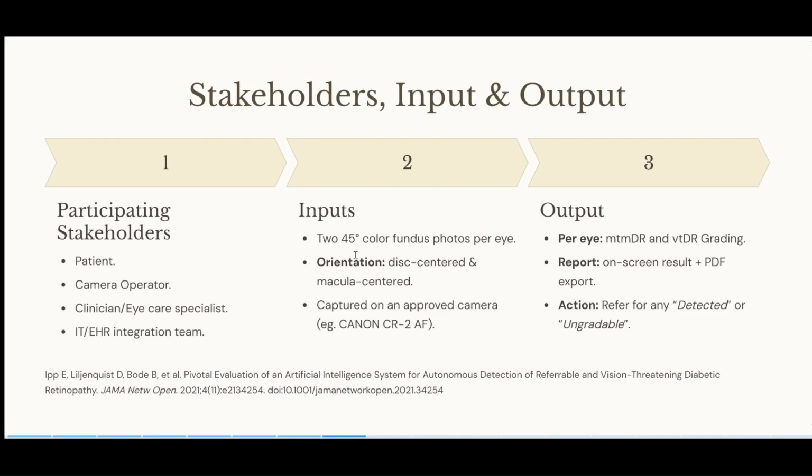The input will be two photos per eye, which are disc and macula centered, and will be captured on an approved camera, for example, Canon CR-2 AF. And the output is a per eye more than mild DR or vision threatening DR decision, readily available on screen and as an exportable PDF report.